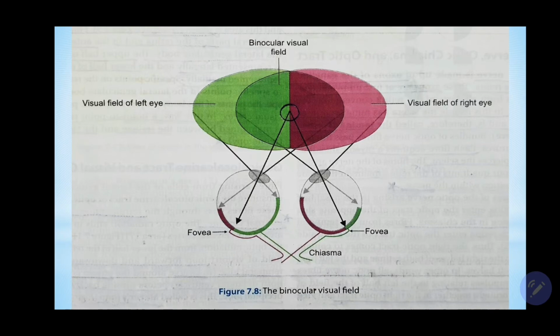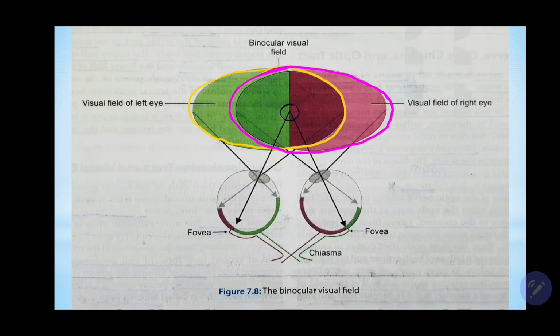So this you are seeing is the visual field of the left eye, and this you are seeing is the visual field of the right eye. This much portion in between is being overlapped. The two visual fields overlap here, and the overlapping portion is even more because the two eyes are converging.